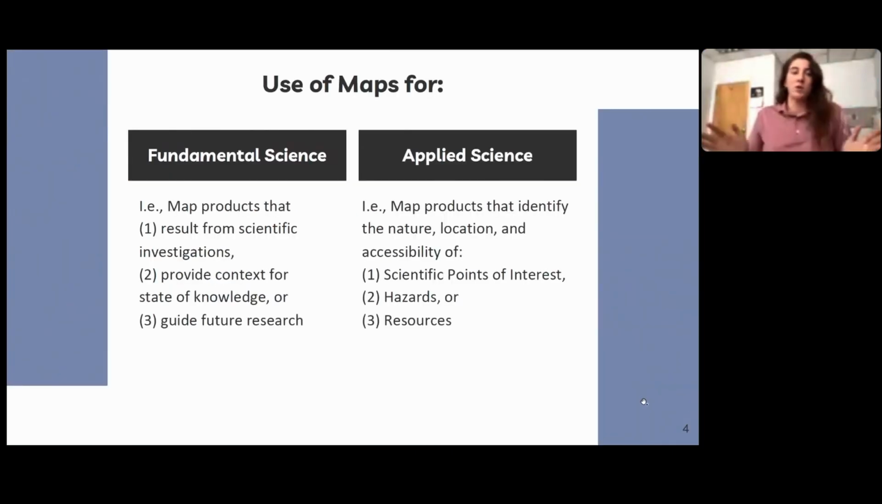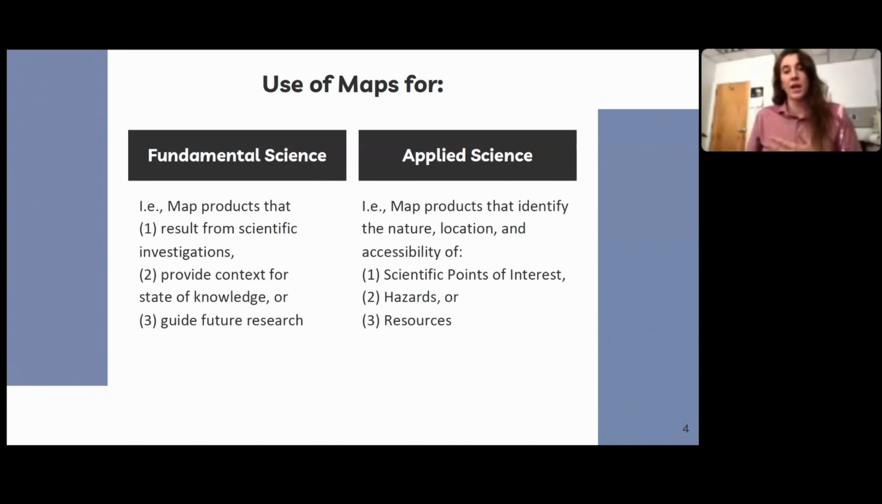So to intro this, we use maps for two different types of science applications. On the left-hand side, we have fundamental science, and these are maps that either result from scientific investigations, so they are the science themselves, or they're providing context for other scientific investigations that are being conducted in an area, and they're used to guide future research. Where do we want to go to advance our knowledge?